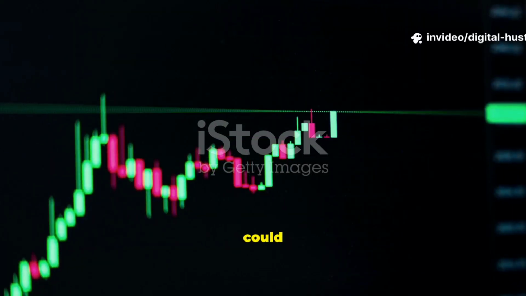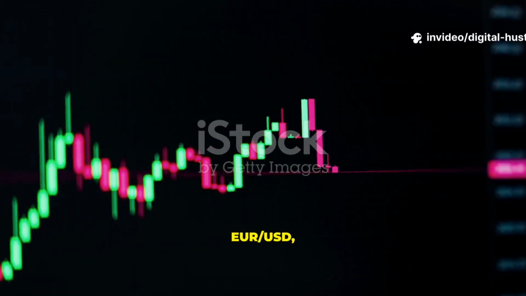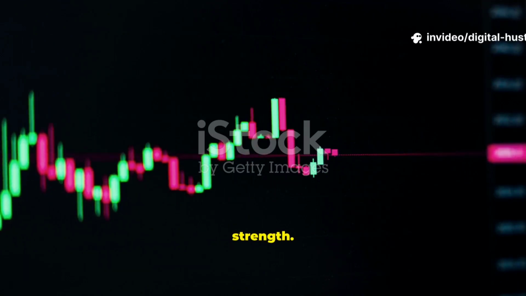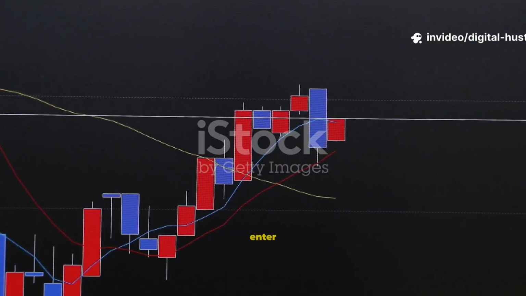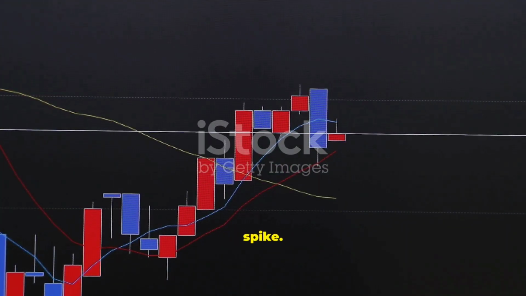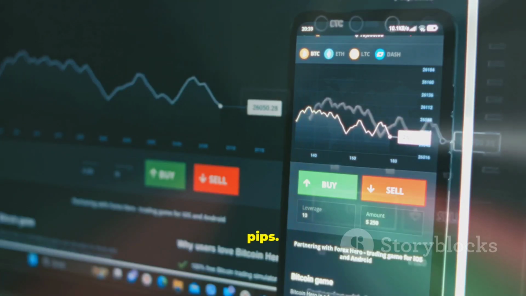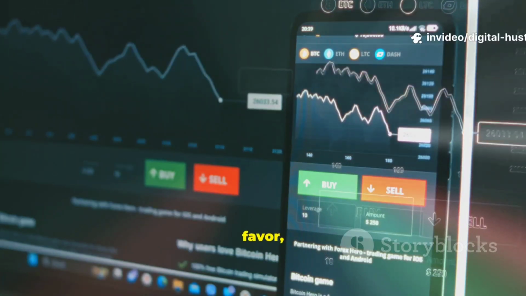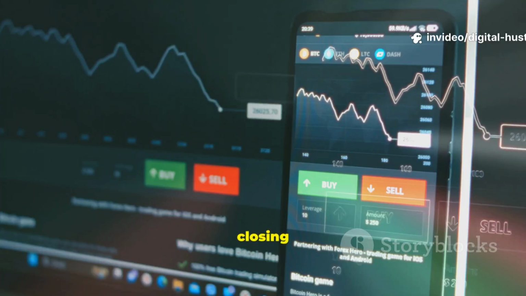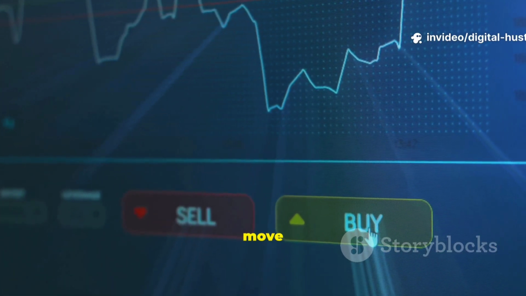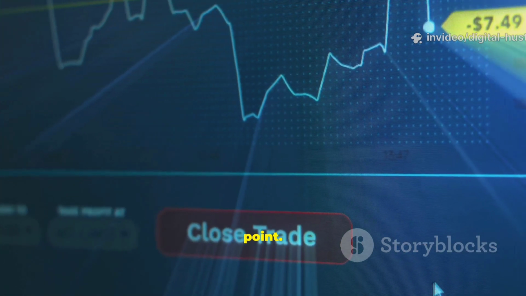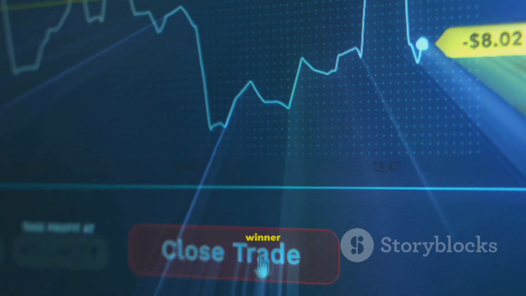To capitalize, you could short EUR/USD, a direct play on USD strength. Using a wait and confirm approach, you enter after the initial downward spike. Smart trade management is key. Set a stop loss, say 50 pips. Once price moves 50 pips in your favor, secure partial profits by closing half your position. Then move your stop loss to your entry point. You now have a risk-free trade, letting your winner run.